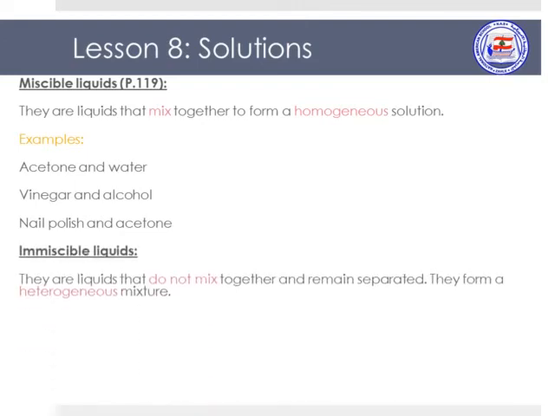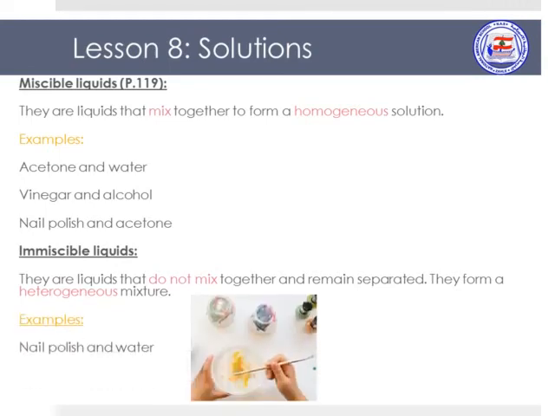Immiscible liquids are the opposite of miscible liquids. When we put them together, they do not mix and they form a heterogeneous mixture. Some examples are nail polish and water, and you can see it in the picture on the right, oil and water, and paint and water. So when we mix them together, they do not form a homogeneous mixture. They form a heterogeneous one.